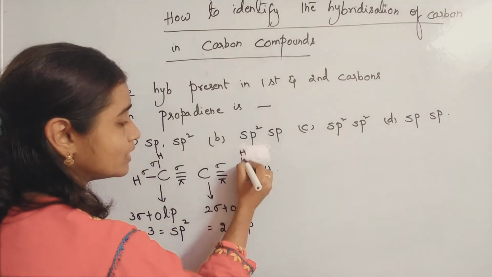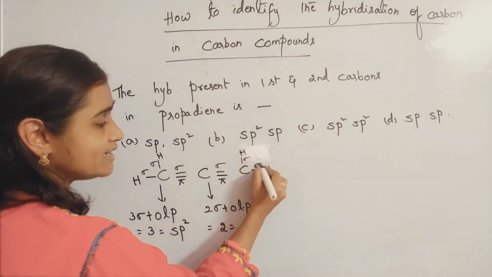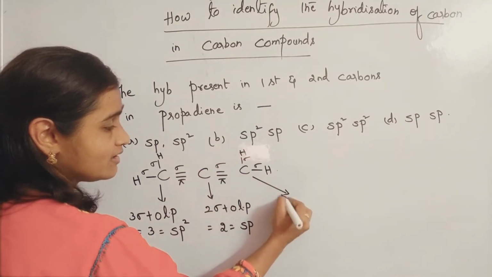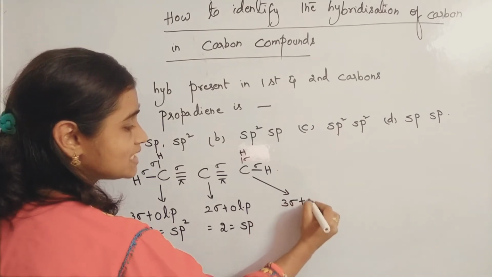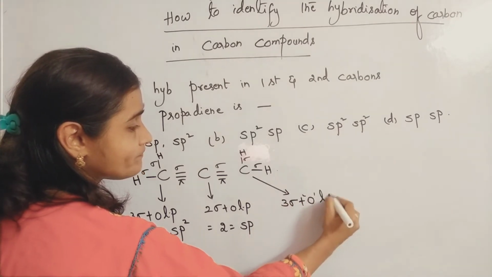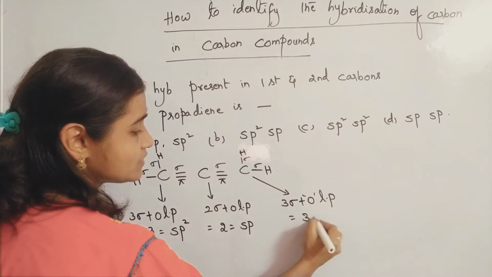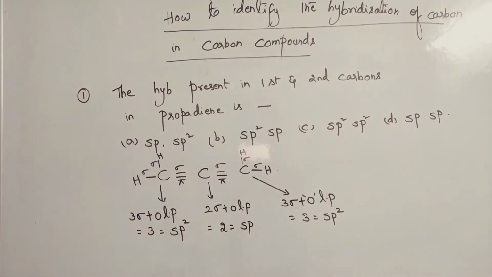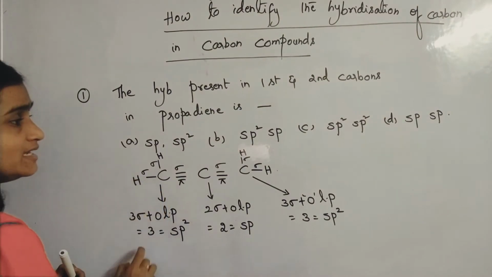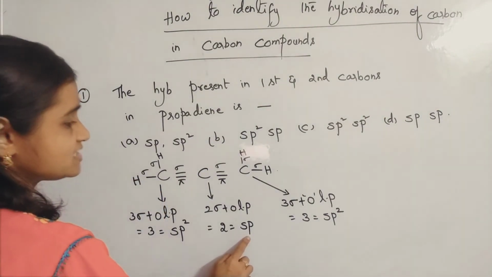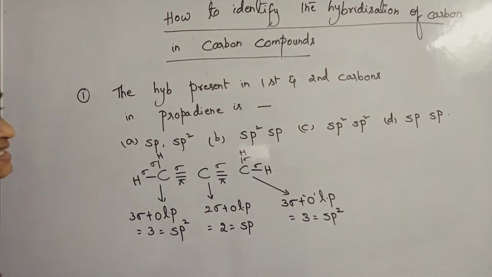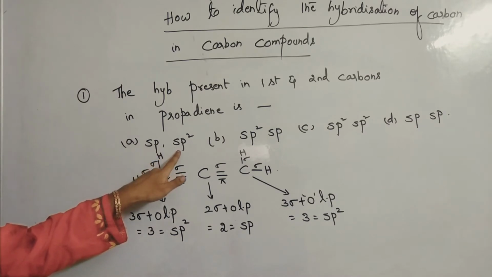Now coming to the third one. Here this is one sigma bond, this is one sigma bond, and this is also one sigma bond. So it has 3 sigma bonds plus 0 lone pairs. 3 plus 0 is equal to 3, which means sp2 hybridization. So propadiene has sp2, sp, sp2. What type of hybridizations are present? That is your question. So sp is present, sp2 is present.